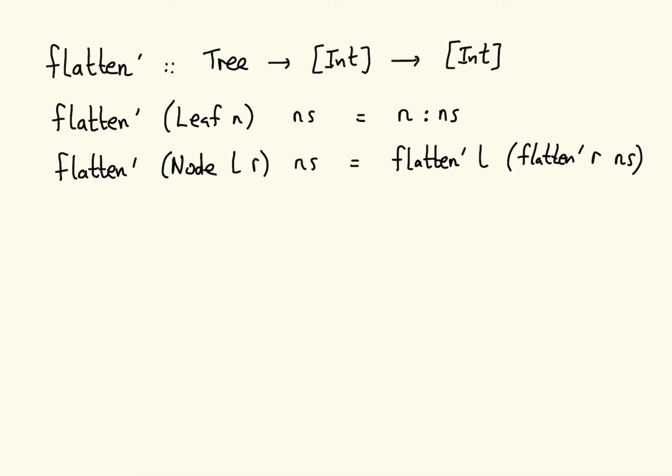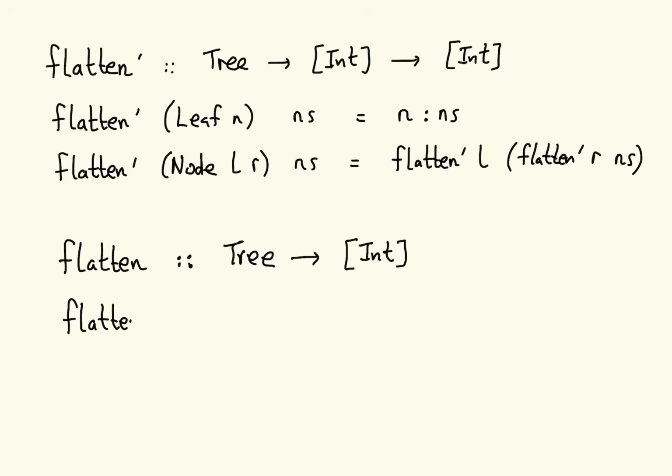But of course, it's not really the flatten prime function that we're interested in. We're interested in obtaining a more efficient version of the original flatten function for trees. And just as with the reverse example, this is very straightforward to do. We can recover an efficient version of this function. So all we need to do is define a new version of flatten, and it's got the same type as the original function. It takes a tree as an input, and it's going to flatten it down to give a list of all the integer leaves that it contains. And we're going to define this simply by calling flatten prime.